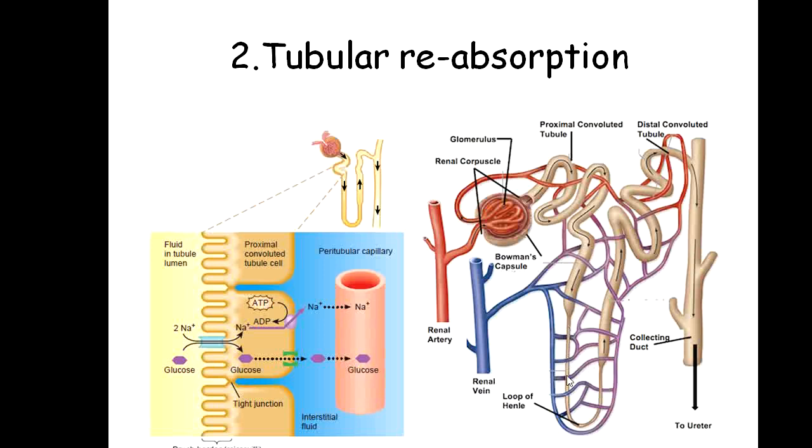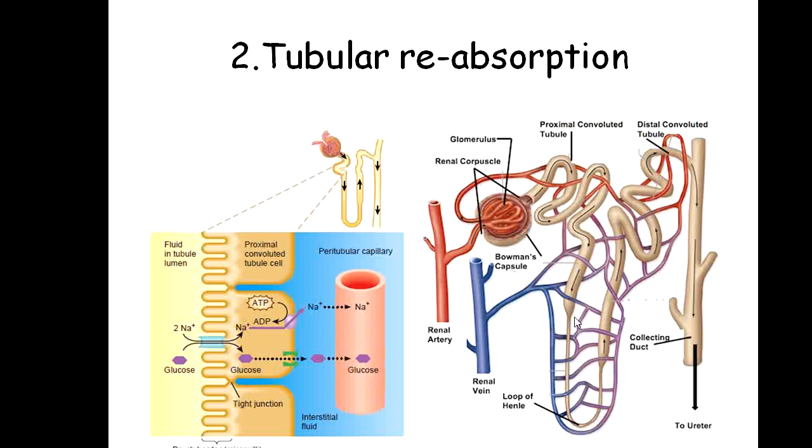As it goes downward, the osmotic pressure around this convoluted tubule goes high, and as it goes upward, the osmotic pressure around this tubule goes down. The osmotic pressure decreases as it goes upward, and the osmotic pressure increases around this tubule as it goes downward.